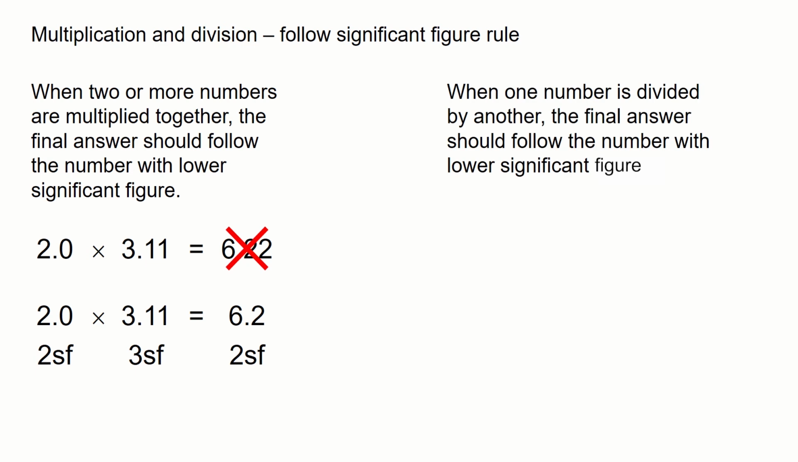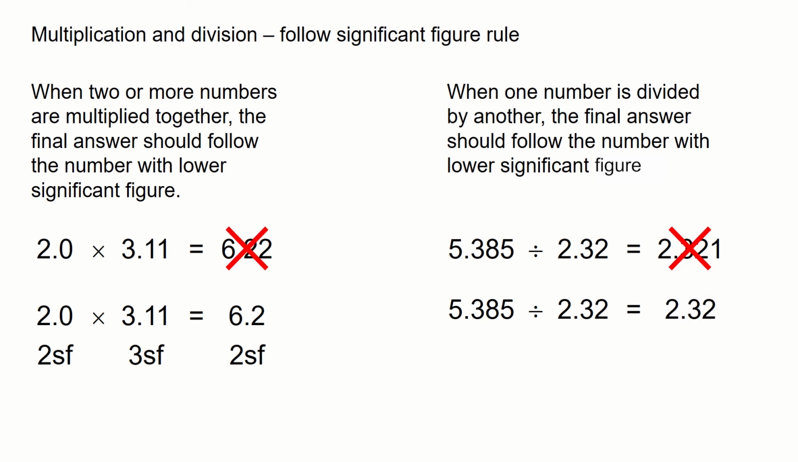When one number is divided by another, the final answer should follow the number with the lower significant figure. 5.385 divided by 2.32. Again, when you press the calculator, you're supposed to get 2.321. But no. You're supposed to write 2.32 because 5.385 has 4 SF, 2.32 has 3 SF, and therefore your final answer should have 3 SF.